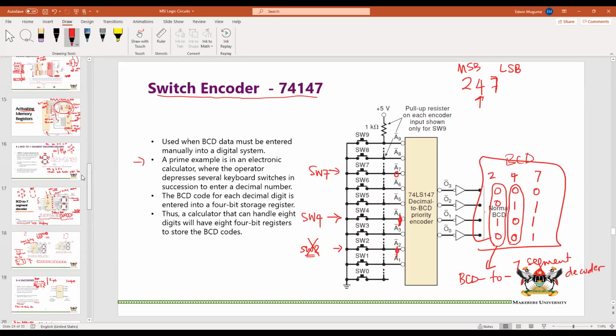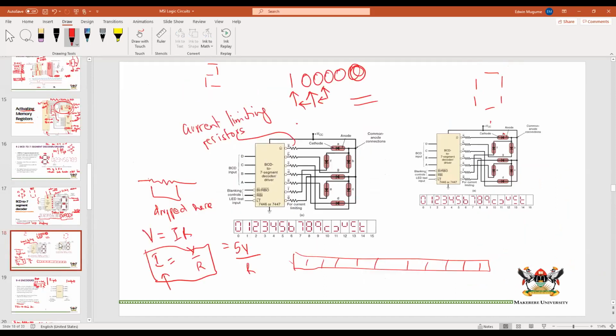Just to jog your memory, it is this one. So if I have encoded 2 as 0, 0, 1, 0, I come and put my 0, 0, 1, 0, and then this would display it here in this fashion.